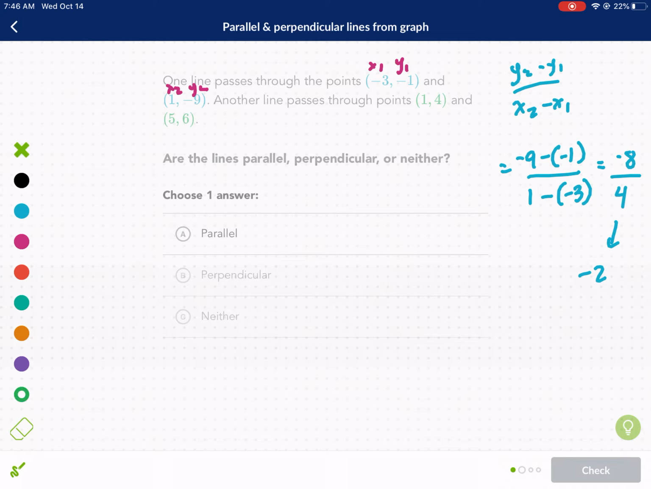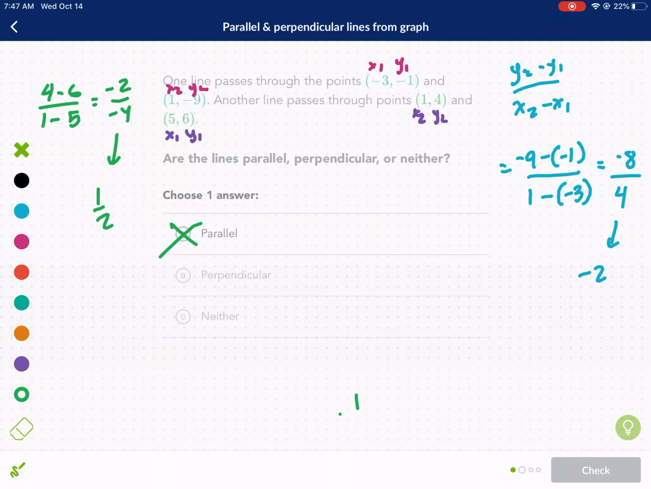Okay, so now I need to check my green guy. Let's label him with purple: x1, y1. Now I'm going to label him x2, y2, just to show that it doesn't matter. So we have y2, which is 4, minus y1, which is 6, over x2, which is 1, minus x1, which is 5. So I get -2 over -4. That is +1/2. They're not the same, so it's not parallel.